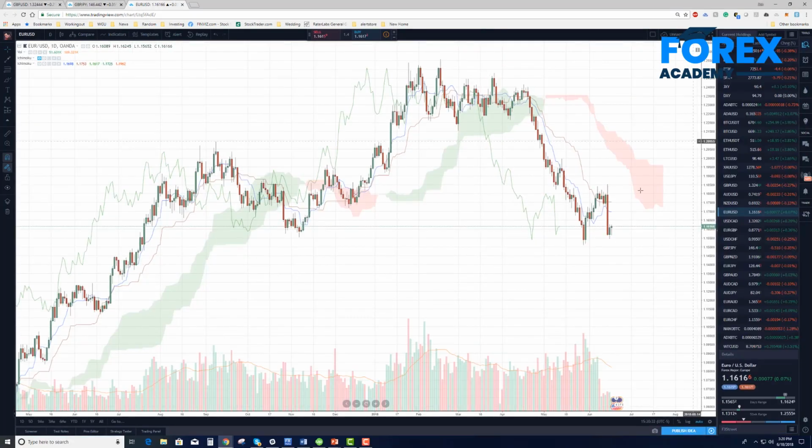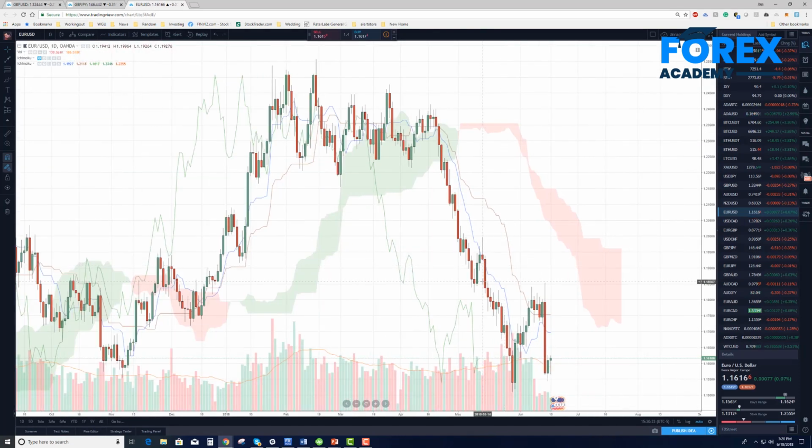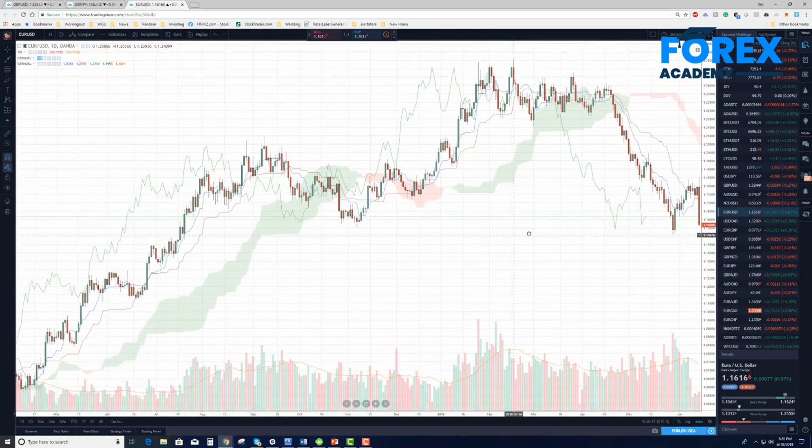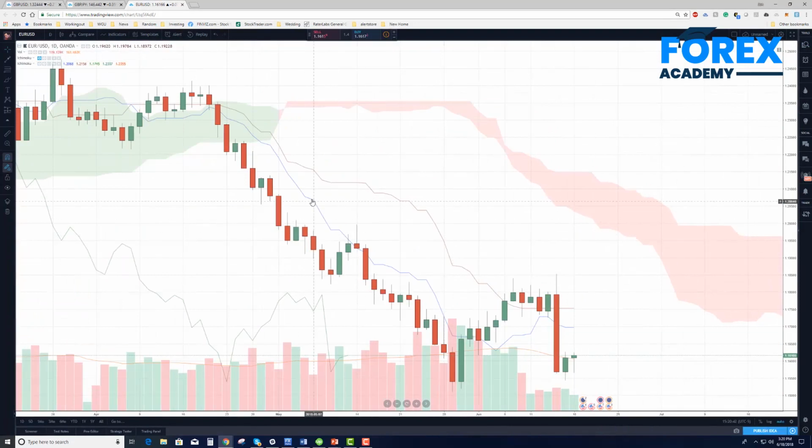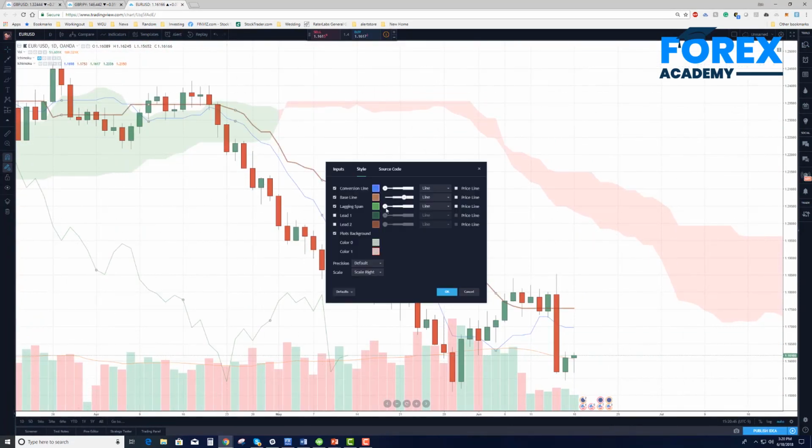Okay, we'll use the euro dollar. Euro dollar is a good chart to use. And we have the Ichimoku system. We see this blue line. Actually, I'm going to make these a little thicker so they're easier to spot.